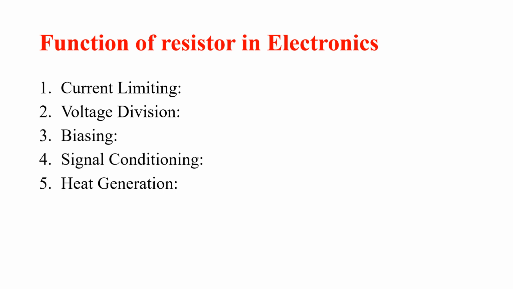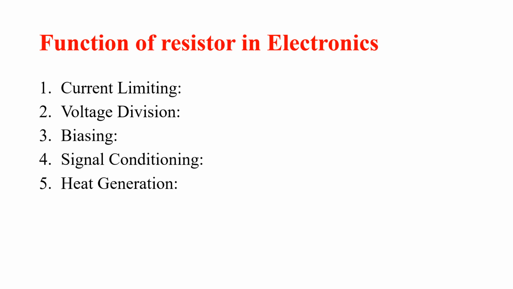Similarly, biasing is another important aspect of resistor application. In transistor circuits, resistors are used for biasing, which sets the operating point of the transistor. Proper biasing ensures that the transistor functions efficiently in amplification or switching applications.